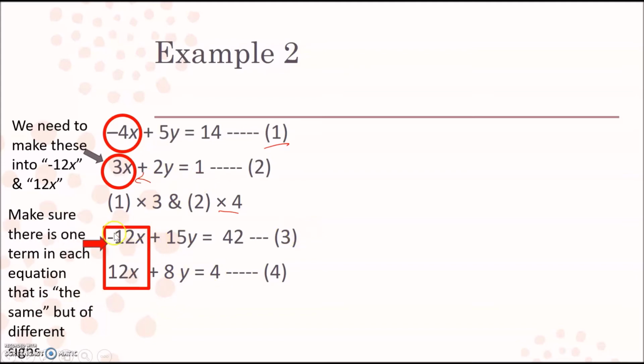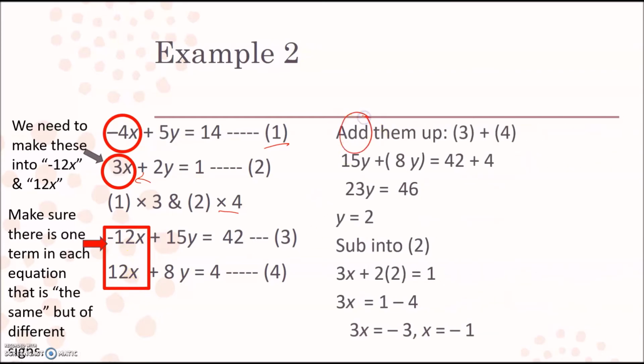Right? So again, here you notice that I have one zero pair, negative 12x and 12x. So again, I can use addition. So I will add them up. So in this case here, the zero pair is gone. So I just have 15y plus 8y will give me 23y. 42 plus 4 will give me 46. So dividing both sides by 23, I'll get 2.